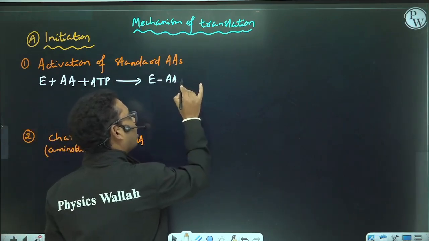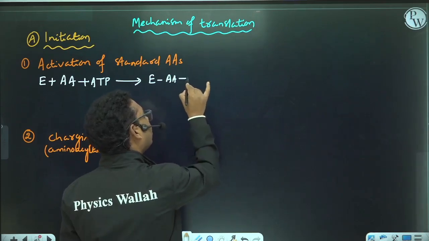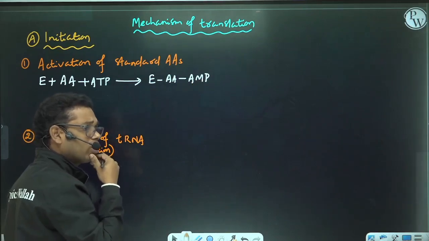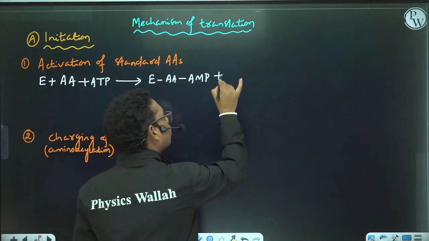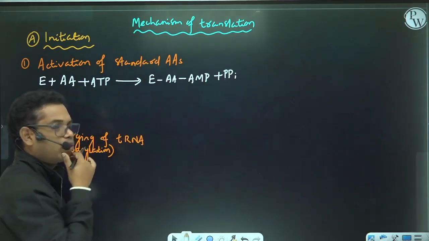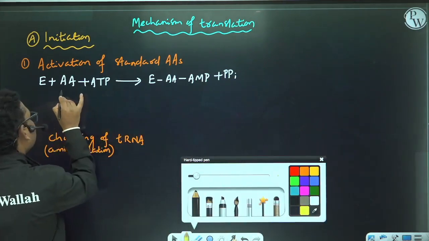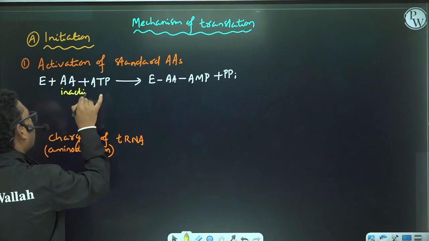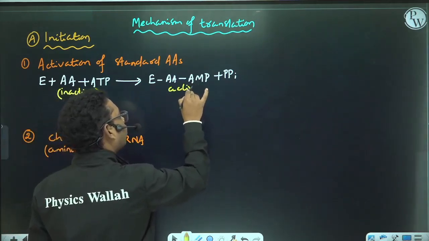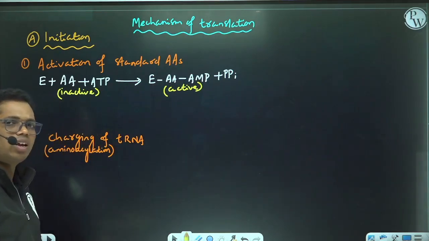Okay, so ATP will be hydrolyzed, and it will form AMP, adenosine monophosphate. The two phosphates, the pyrophosphate, will be removed. Okay, and in this case, this amino acid is inactive. But when this amino acid binds with the AMP, it is active. And I will call this the enzyme amino acid AMP complex.